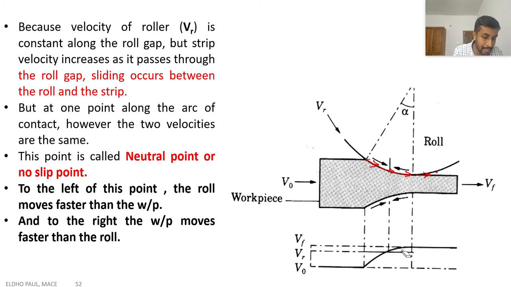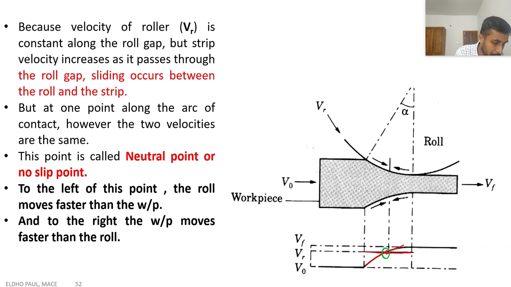So, from this distribution, it is very clear that somewhere along the rolling gap, we can see a point where roller velocity is equal to the metal velocity, the velocity of metal flow. This is the distribution of the velocity of the metal flow. This is the distribution of the velocity of the roller. So at this point, the metal tangential flow velocity and the surface velocity of the roller are the same. What is the meaning of that? Both have the same velocity, meaning there is no sliding there.